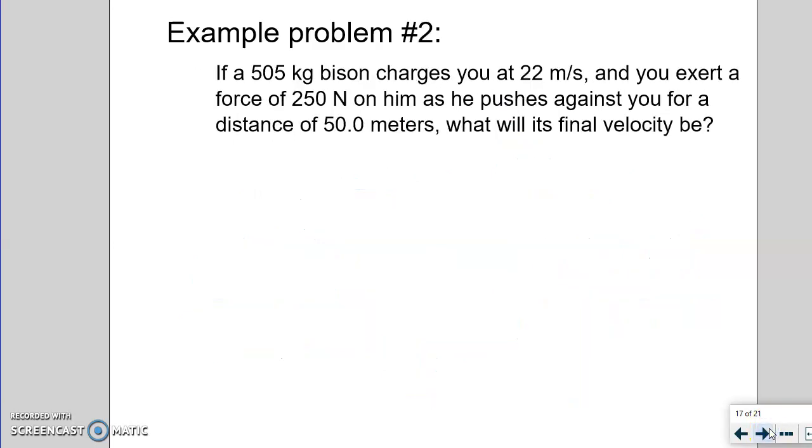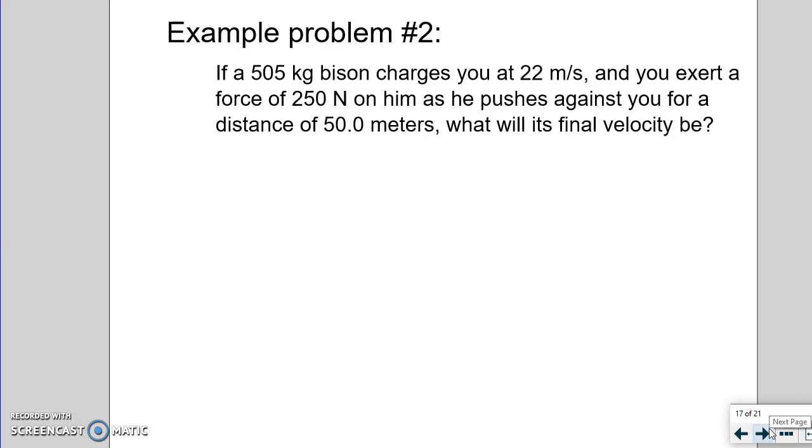There you go. Here's another one. We have a bison charging you at 22 meters per second, and you're going to exert a force of 250 newtons on him as he pushes against you. You're going to do that over a distance of 50 meters, and want to know what its final velocity is going to be.